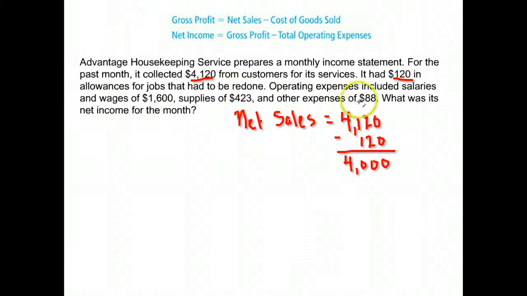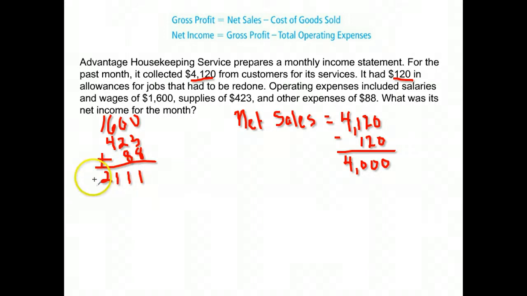It says the operating expenses including salaries and wages is $1,600. Supplies are $423, and other expenses are $88. What is the net income for the month? Now notice there's no cost of goods sold. So our net sales really is our gross profit. But we also have to take into account our expenses. So let's total the expenses. $1,600, $423, and $88. So 1,600 plus 423 plus 88 is $2,111. These are our expenses.